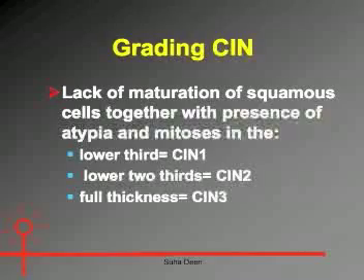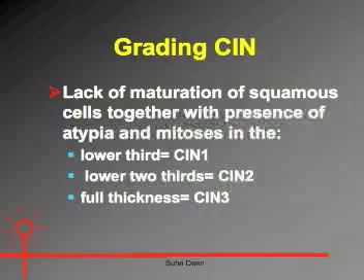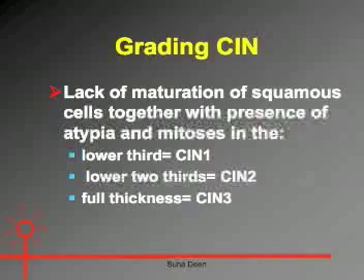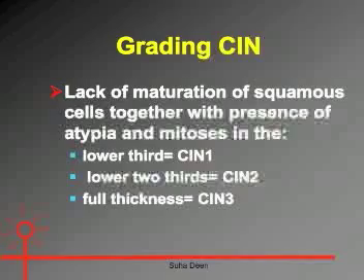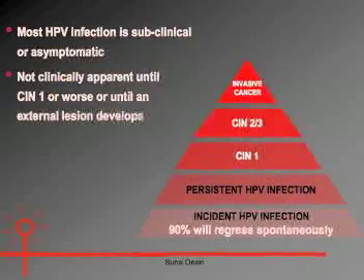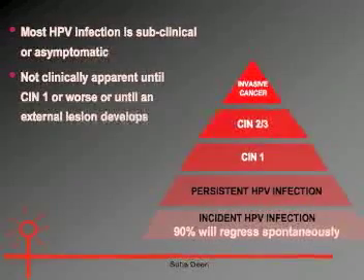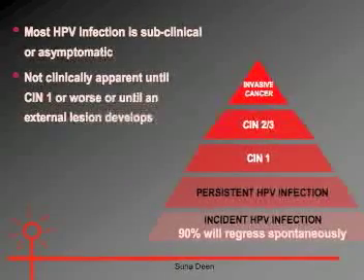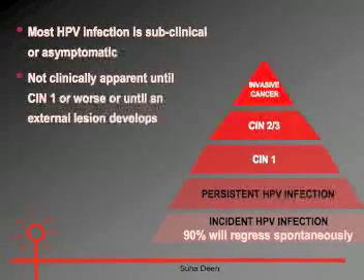Grading of cervical intraepithelial neoplasia, CIN, depends on the extent of lack of maturation of the squamous epithelium. If it involves only the lower third it is CIN1, if it involves the lower 2/3 it is CIN2, and when it is further than that it is CIN3. Most HPV changes are transient and subclinical. Once the virus gets incorporated into the DNA, it's likely that it changes to CIN2 and CIN3, and perhaps on occasions it changes to invasive malignancy.